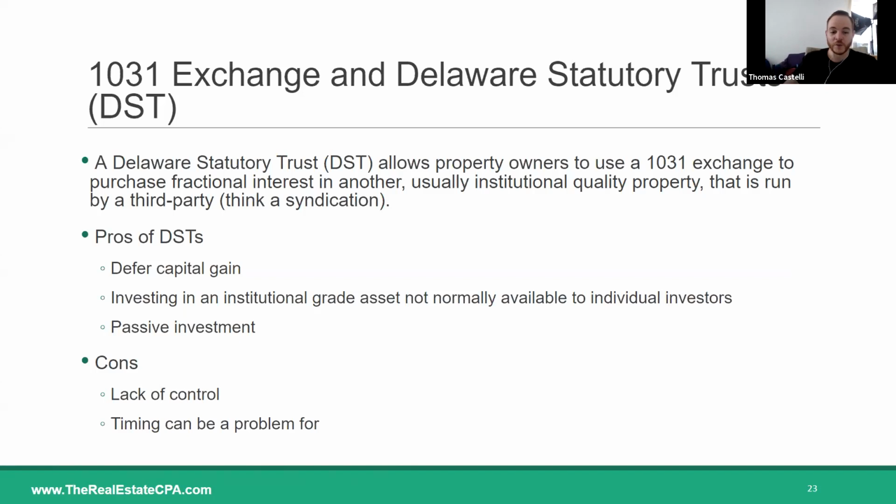And one thing to point out here with the lack of control, if you are an investor who's been managing your own portfolio for quite some time, you may not be willing to give up or relinquish your power over your portfolio, over your investment capital.